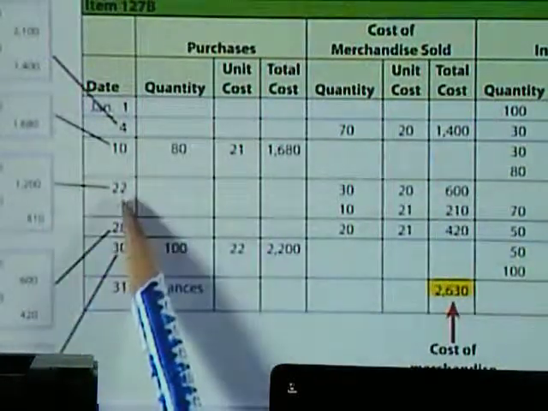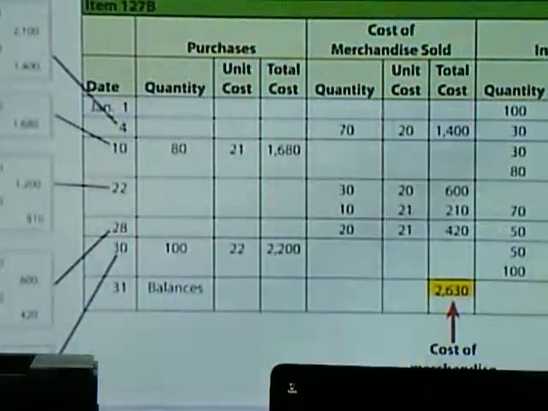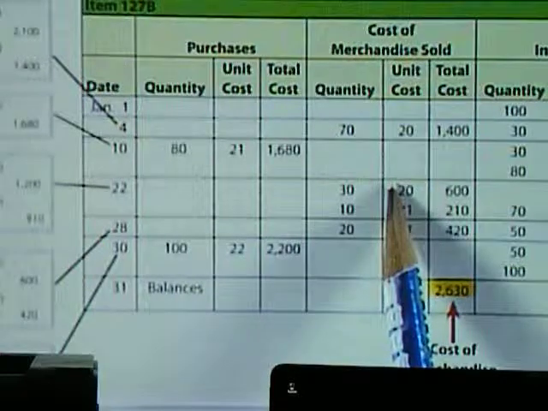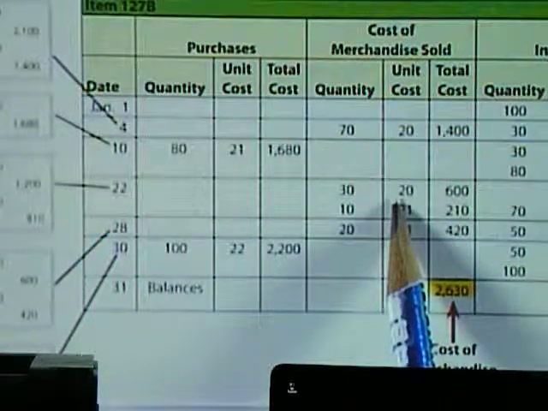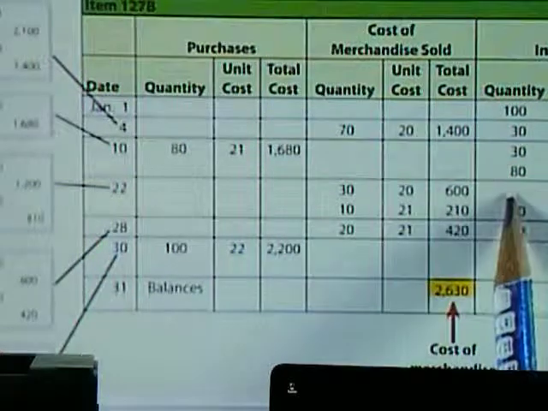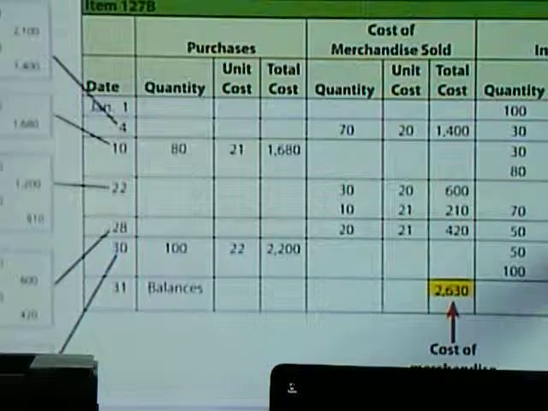On January 22nd, we sold 40 units. This is where the trick comes in. I can't just go pull 40 units. I have to pull what I have. So I'm going to take 30 units from the $20 bin, and I'm going to take 10 out of the $21 bin for a total of $810, and that leaves me with 70 units at $21 apiece.